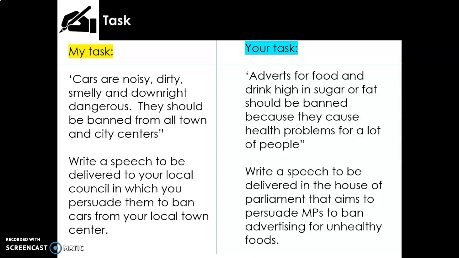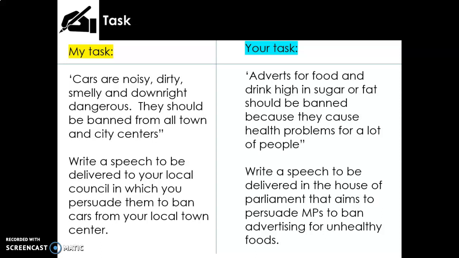You're going to be writing sentences about banning adverts for food and drink high in sugar. Okay, that's going to be a part of a bigger speech in the House of Parliament that aims to persuade MPs to ban advertising for unhealthy foods. So guys, what I need you just to do and pause is not write down my task. No. You're going to write down the blue side. Okay, and you're just going to write down adverts for food and drink high in sugar or fat should be banned because they cause health problems for a lot of people.